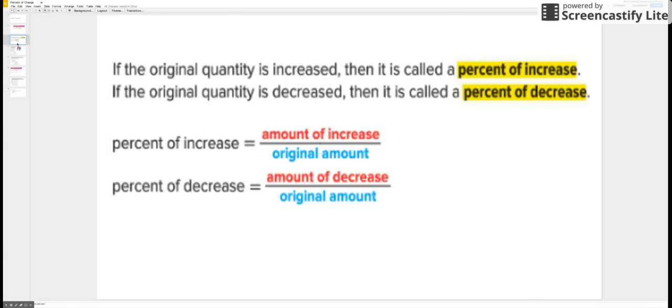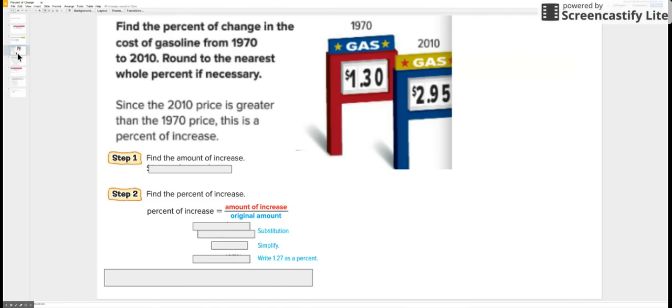If the original quantity is increased, it's called a percent of increase. If the original quantity is decreased, then it is called a percent of decrease. So this is what the formula looks like for percent of increase. This is what it looks like for decrease. So the amount that it increases or decreases goes at the top and the original amount goes at the bottom.